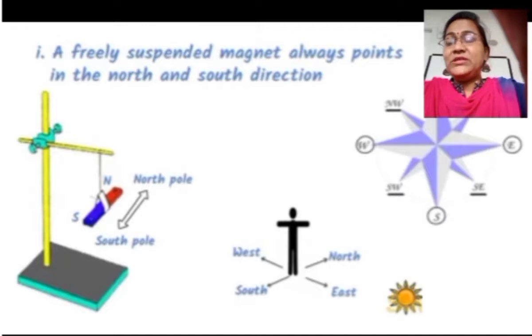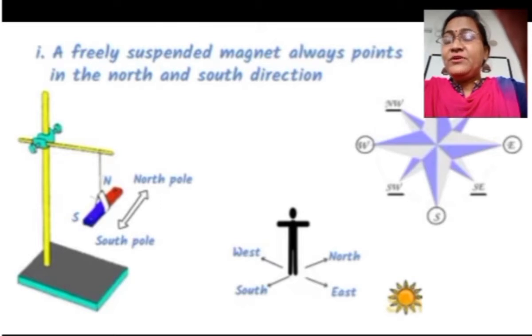Now we will see the first property, that a freely suspended magnet always points in the north-south direction. Children, if a bar magnet is suspended freely as shown in the figure on the screen, it will first swing for a while, then it will come to rest with one end pointing towards the north pole of the earth while the other end points towards the south pole of the earth.